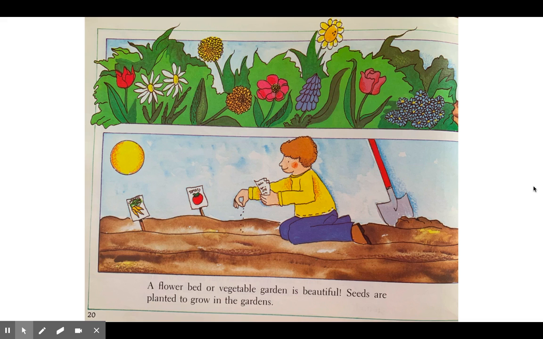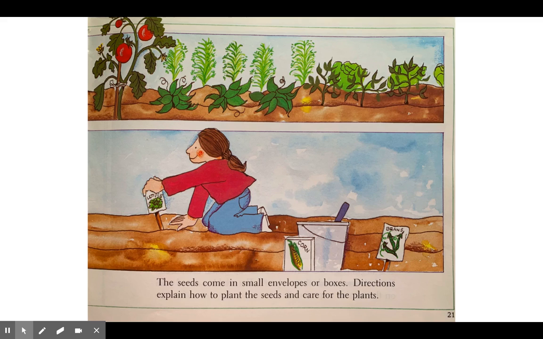A flower bed or vegetable garden is beautiful. Seeds are planted to grow in the gardens. Have you ever planted a garden in your neighborhood or near your house or at school? The seeds come in small envelopes or boxes. Directions explain how to plant the seeds and care for the plants.